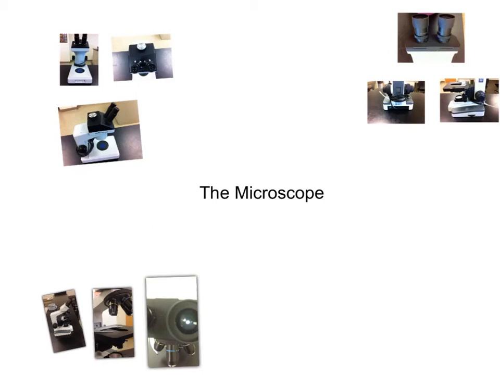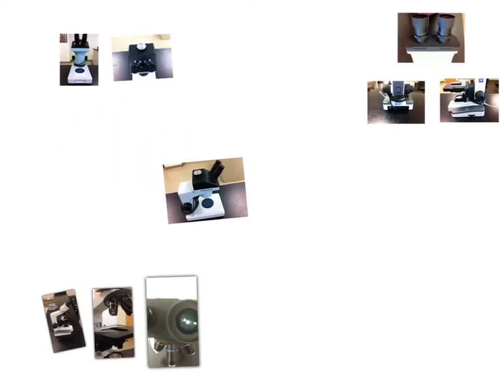Okay, in this main lecture we're going to learn about the different types of microscopes that you guys are going to use next week in lab. The first is going to be the dissecting scope, and the second is going to be a compound microscope. So let's go take a look at the dissecting scope first.